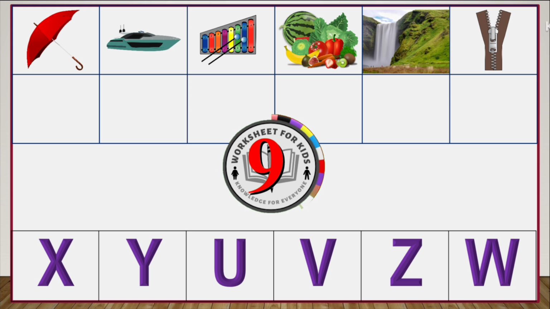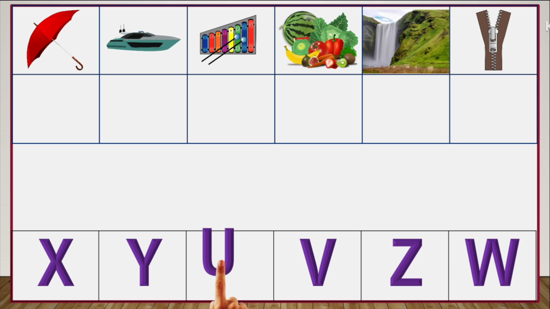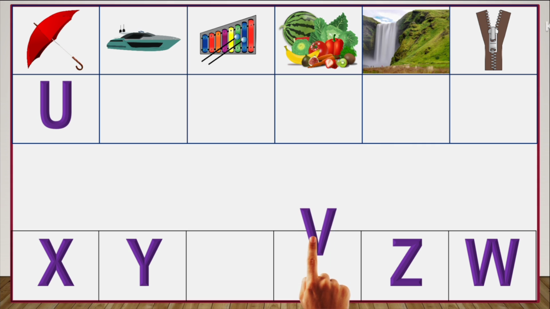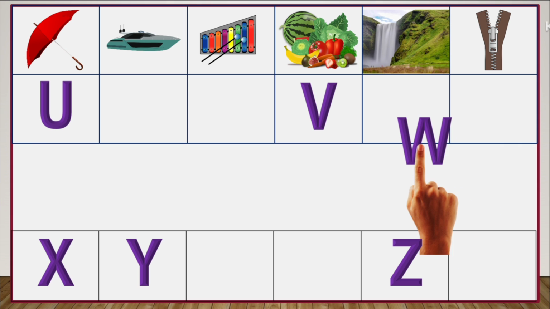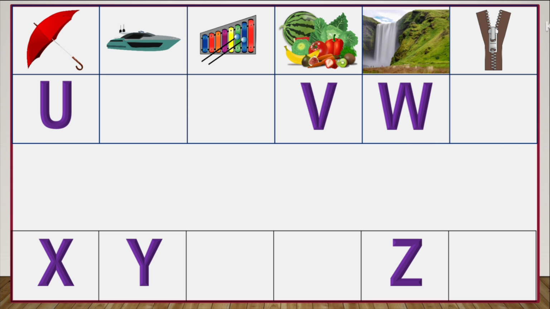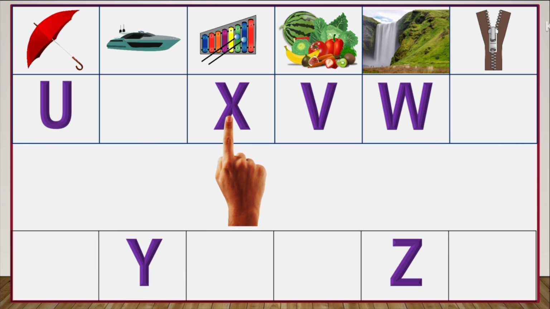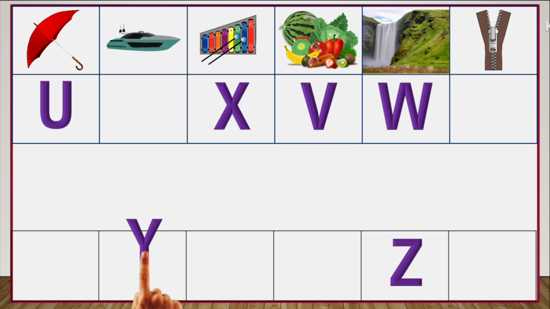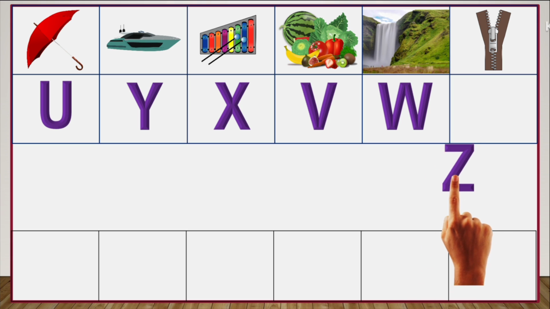10, 9, 8, 7, 6, 5, 4, 3, 2, 1, 0. U for umbrella. V for vegetables. W for waterfall. X for xylophone. Y for yacht. Z for jeep.